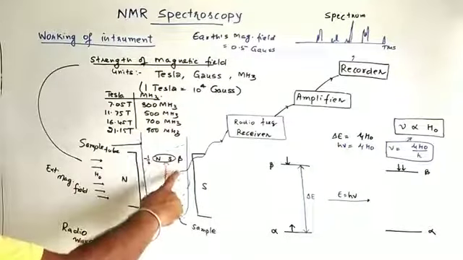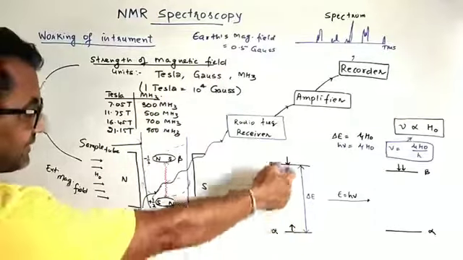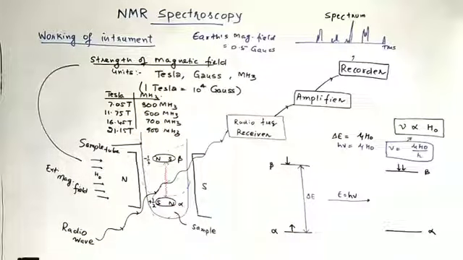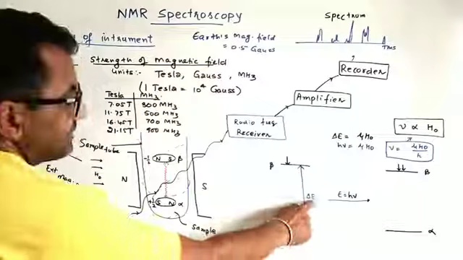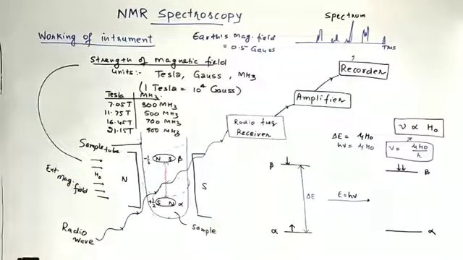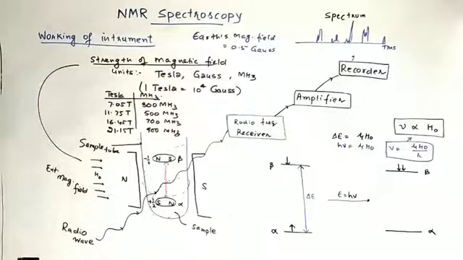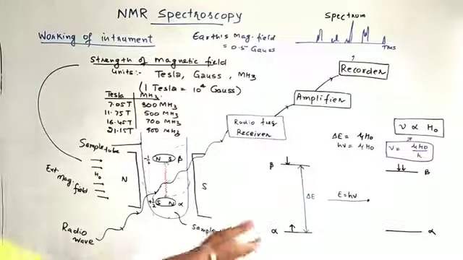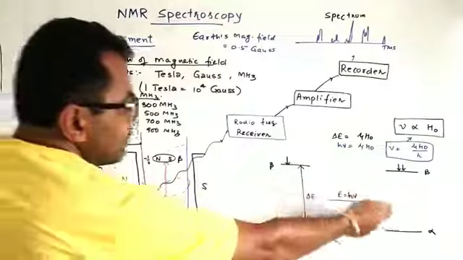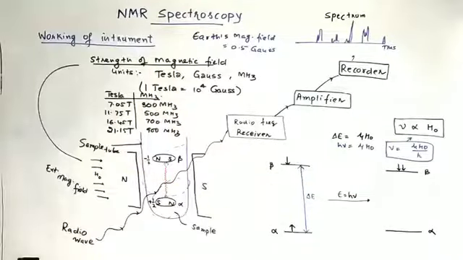Whenever there is one proton with alpha and beta states, and you apply exactly the same amount of energy, delta E, as the difference between these two, and we can adjust the difference between the two by adjusting the magnetic field, as I already told. When the proton goes to the excited state, this is known as flipping.